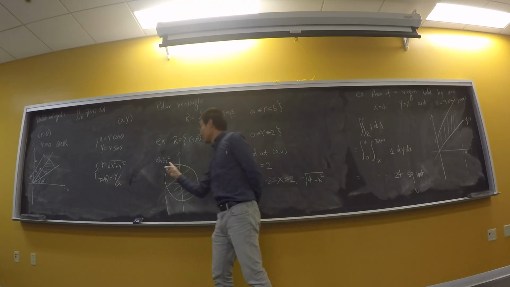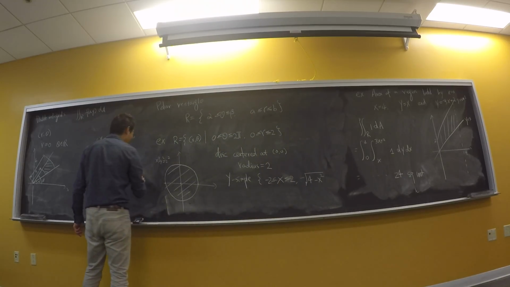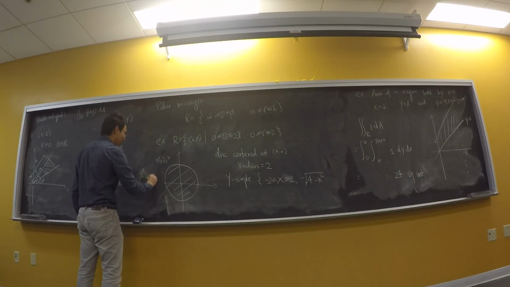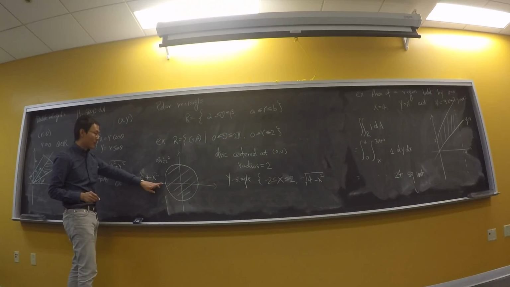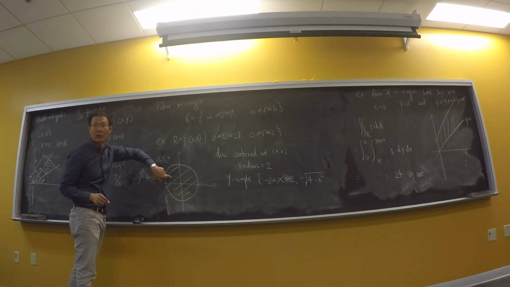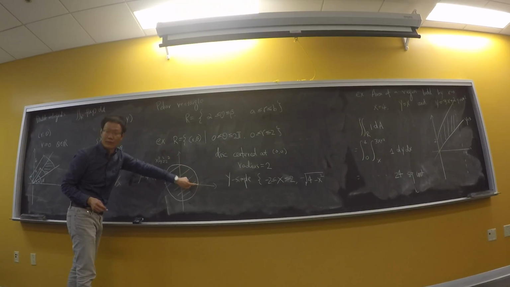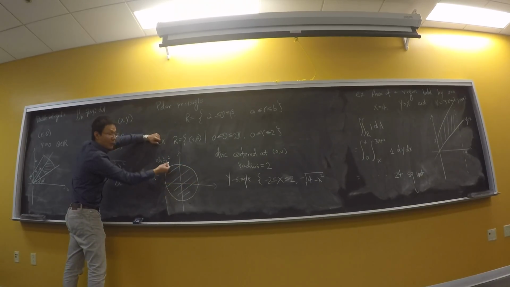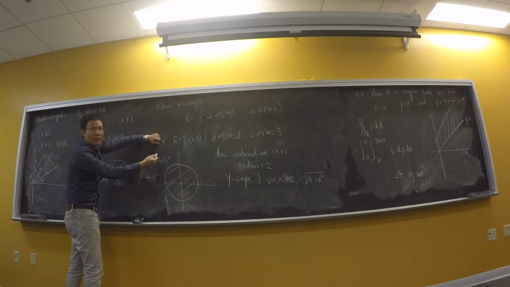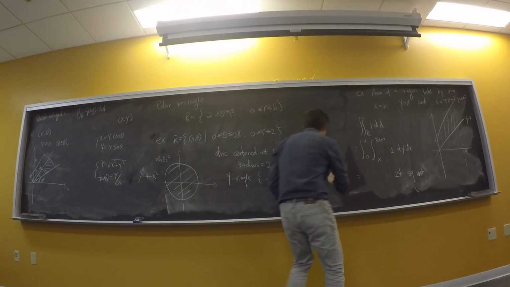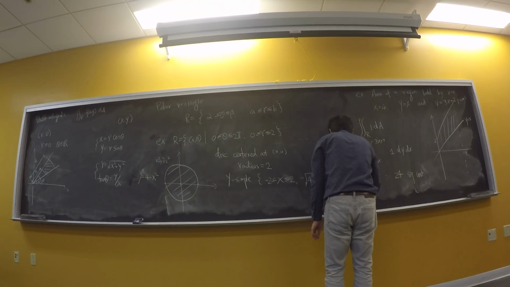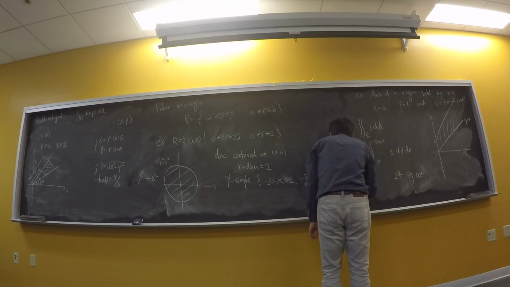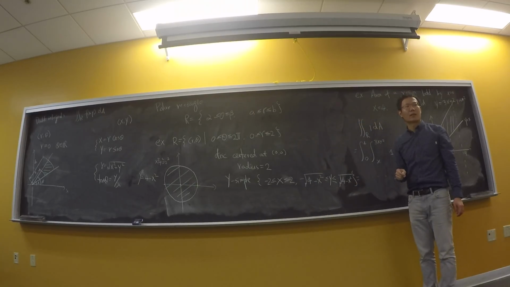If you solve, y squared is equal to 4 minus x squared. If I solve for y, the minus square root gives me the lower curve. The positive square root gives me the upper curve. And y is bounded between the lower and the upper. So y is between minus square root of 4 minus x squared and plus square root of 4 minus x squared.